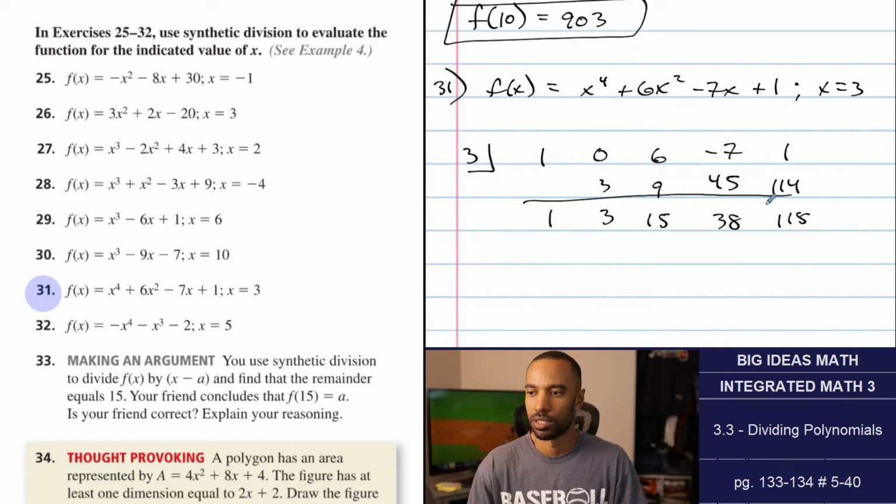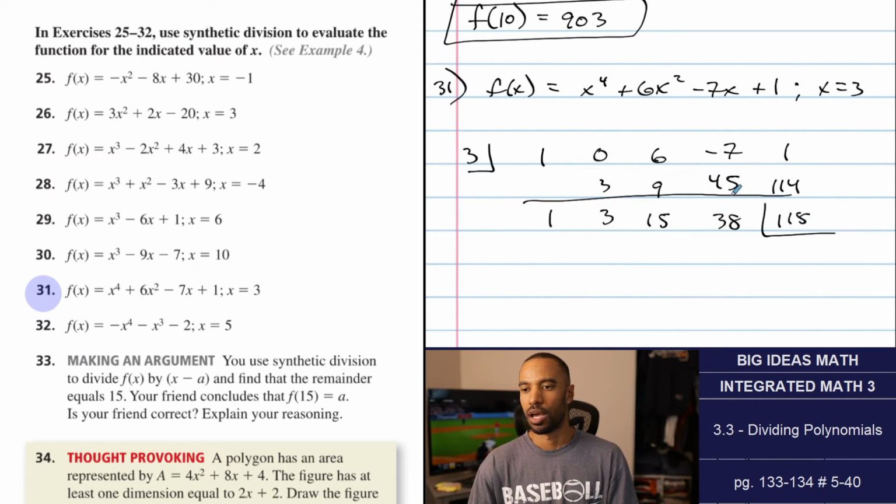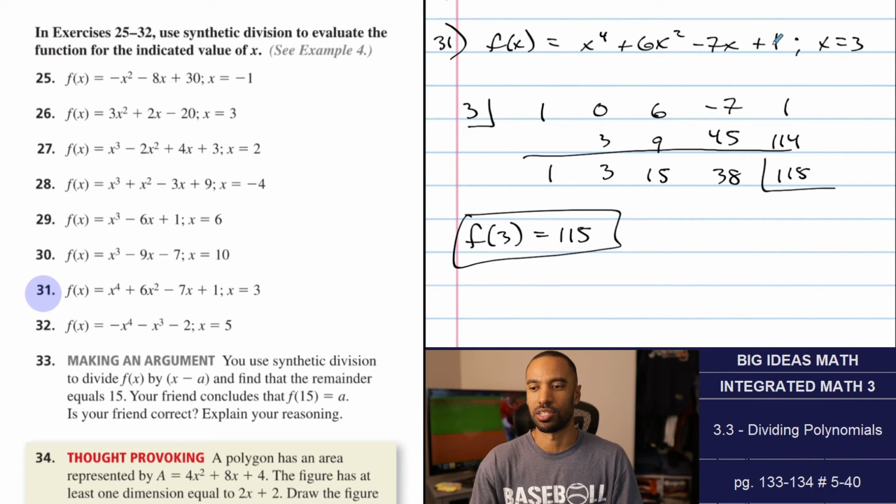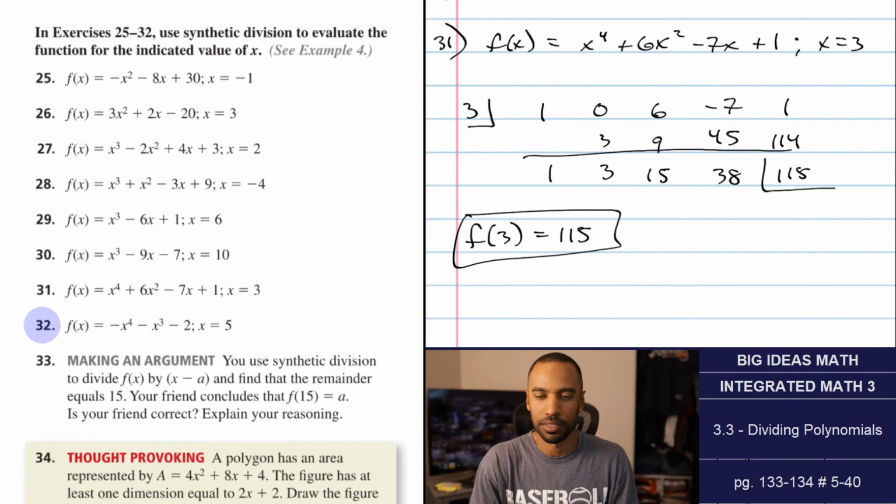$114. Is that right? I think so. So 115 is what happens when you substitute 3 into that. And the last one is number 32 for this set.